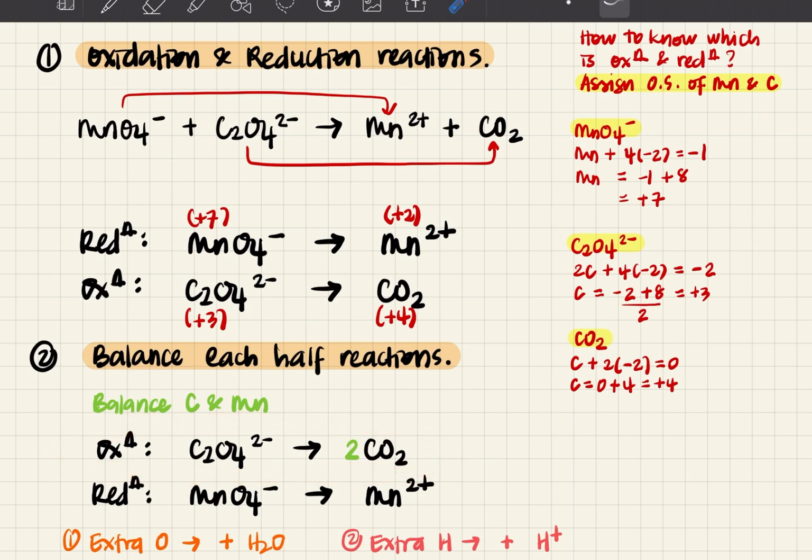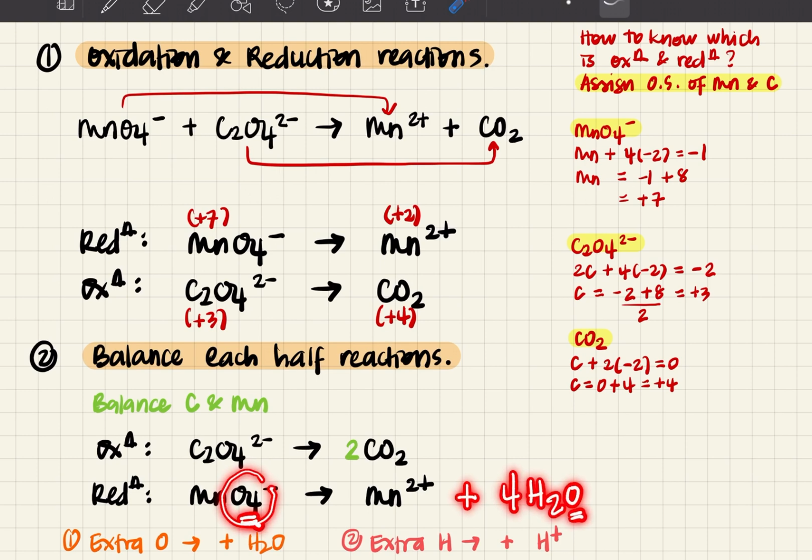So here in reduction, awak tengok oxygen ada 4. Kat sini ada tak oxygen? Tak ada kan? So that means you have to add water. Since you have 4 oxygens here, you will add 4 molecules of water on your right, the opposite side. So sekarang, on your right, you have 4 oxygen, and on your left, you have 4 oxygen.